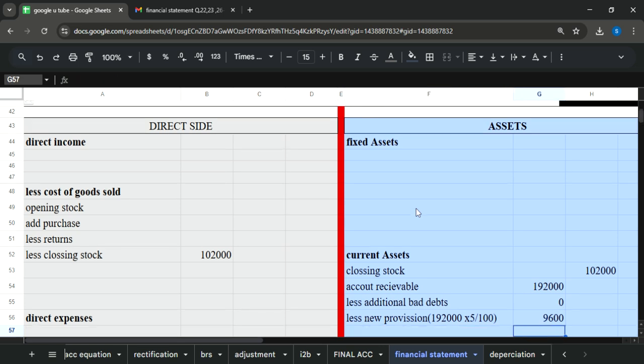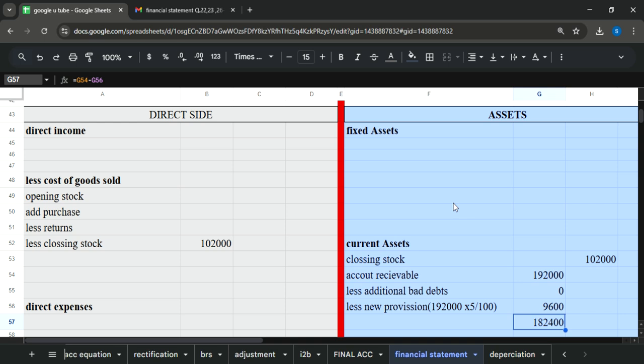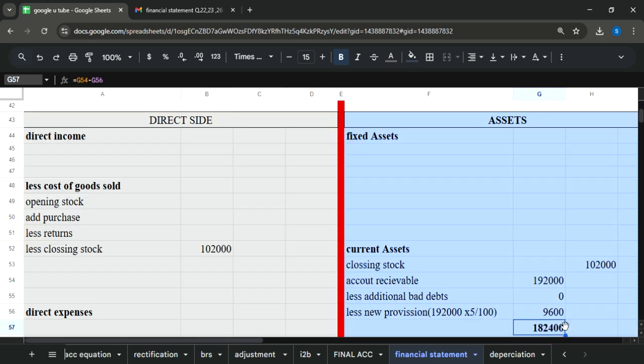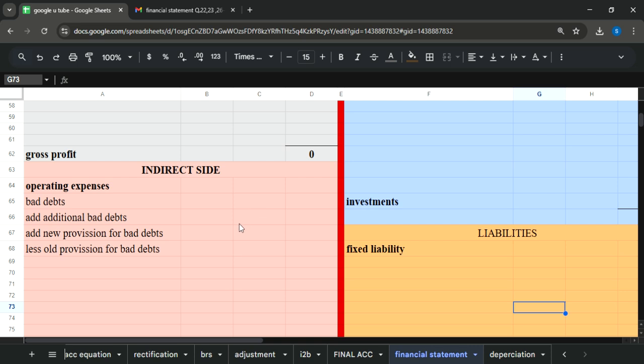Alright guys, so the final amount of this 192,000 was the amount of debtors. No additional bad debts. You will subtract the new provision. So this would be the final amount of sundry debtors. One new matter, you are observing that I have highlighted this amount. There is a reason, and later on you will come to know that reason. Here we do have 9600. So let's get back and write down 9600 in front of new provision.